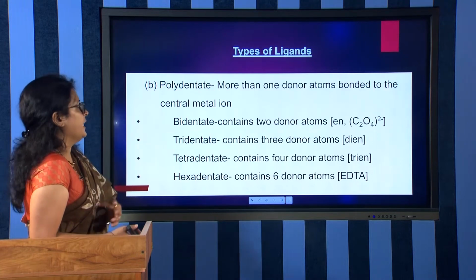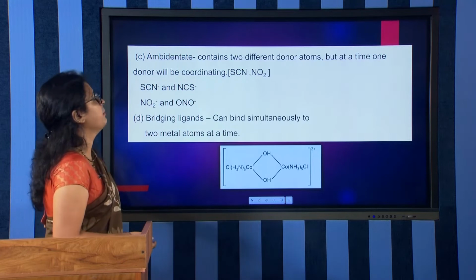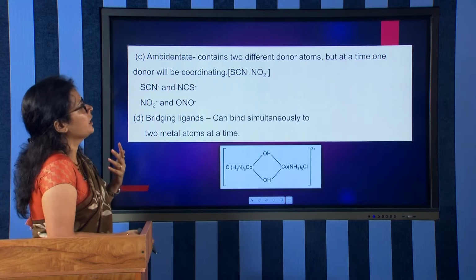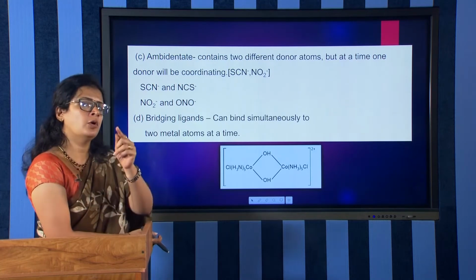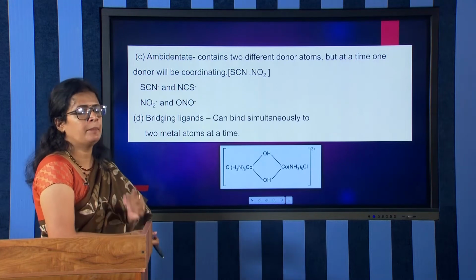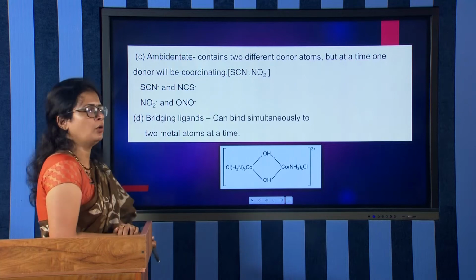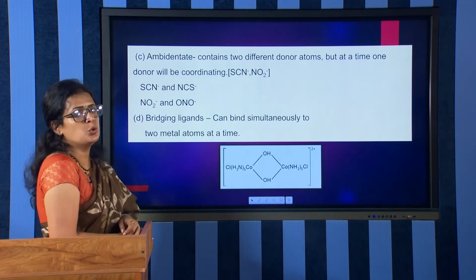So, these are the different types of ligands, and you have another type of ligand, that is the ambidentate ligand. Ambidentate ligands contain two different donor atoms, but at a time only one will be bonded to the central metal atom. So, ambidentate ligands have two donor atoms, and at a time one will be bonded. Okay. And the examples are SCN minus, NO2 minus, etc.